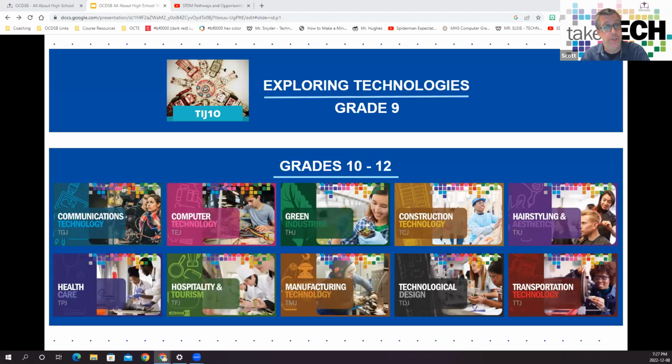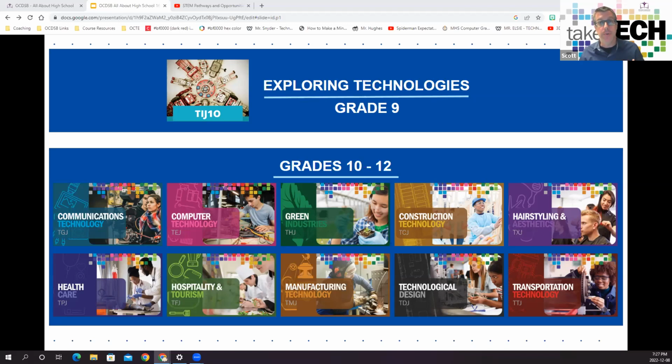And what schools will do is they will get a sampling, or they'll offer a TIJ course, which gives you a sampling of all the technology courses that they offer at their school. So for instance, if a school offers construction, transportation, and engineering, so they offer those 3 tech courses, students entering the grade 9 program, the TIJ, would get a little bit of each of those 3 subject areas.